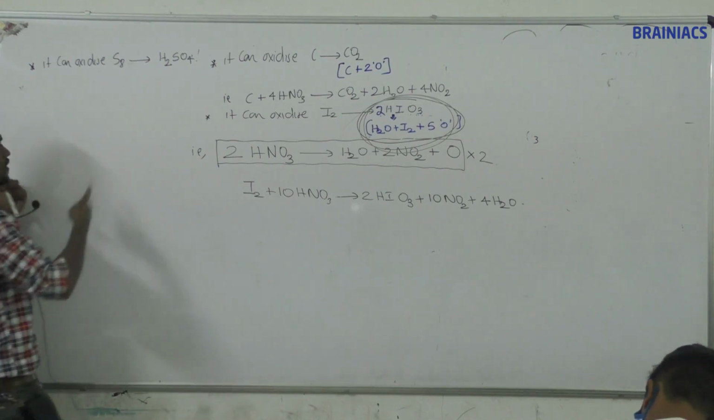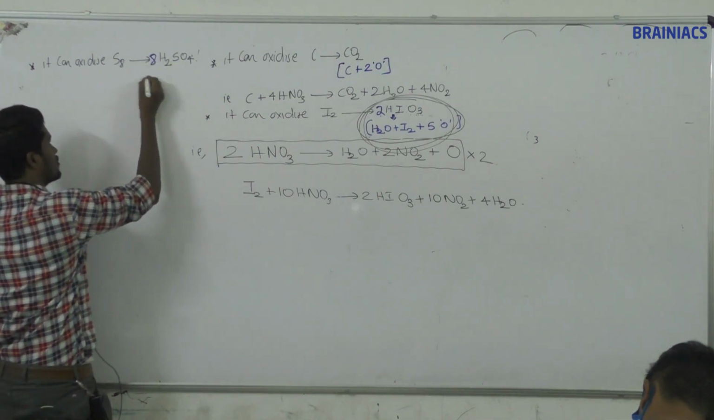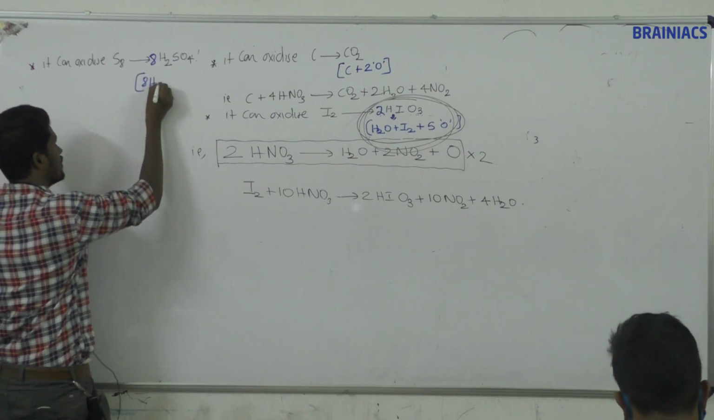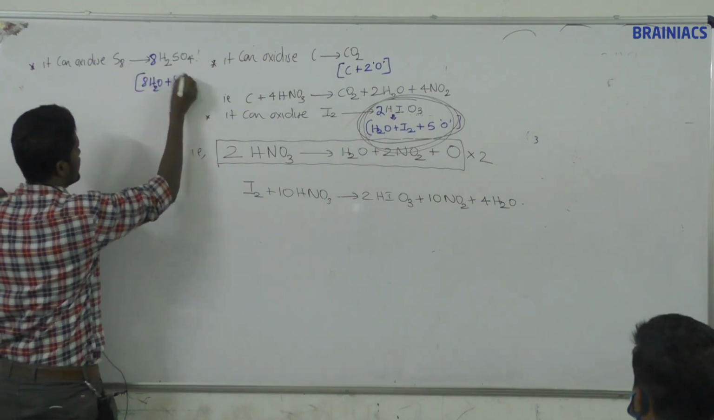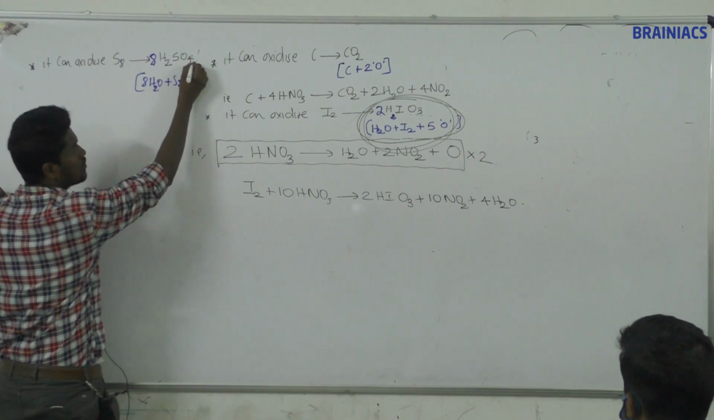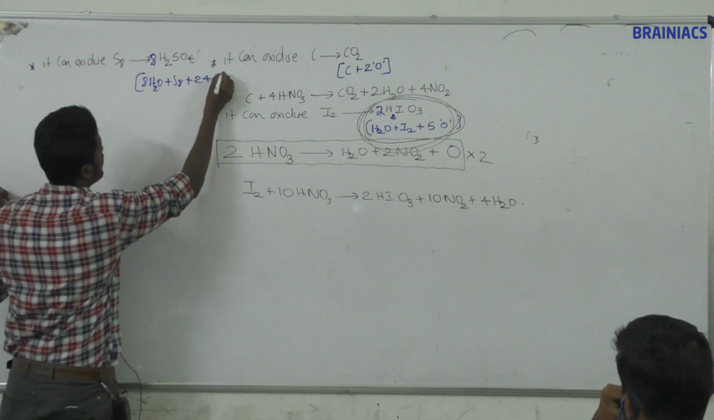Okay. So how many H2SO4? 8 H2SO4. So that means how many water? H2O plus S8 plus 8 into 4, 32. 32 minus 8, 24 mono-oxygen.